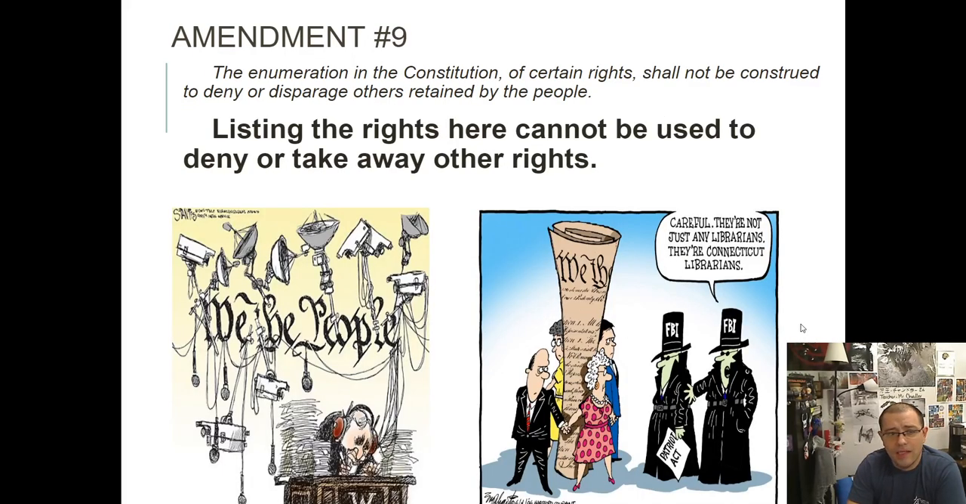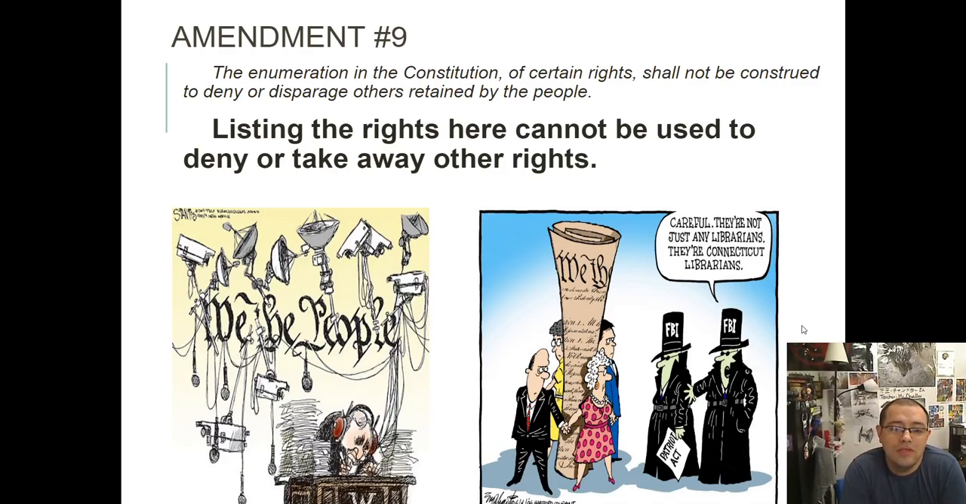Anyway, moving on. Amendment number 9 is kind of confusing. The enumeration in the Constitution of certain rights shall not be construed to deny or disparage others retained by the people. In other words, remember what James Madison worried about. One of the reasons he didn't want a Bill of Rights was he worried that listing out a list of rights that can't be violated would imply that the government can violate all your other rights. And it says here in Amendment 9, can't do that. Listing the rights here cannot be used to deny or take away other rights.